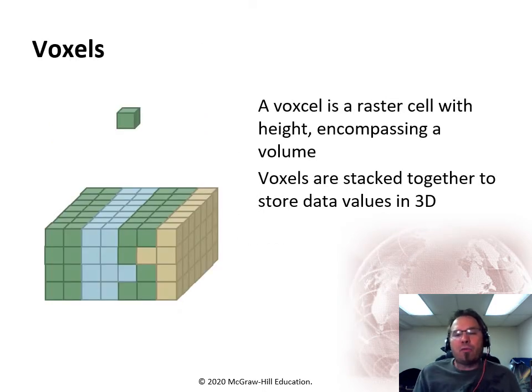A new thing that's been added to ArcGIS Pro is what are called voxels. Now, we're not going to do a ton of this, but a voxel is a raster cell with a height encompassing a volume. So this is how you would start to model things like water transport, where you have tiny little boxes of volumes and you can stack them together to create a picture of what's going on, both in 2D and in 3D with volume. Pretty cool stuff. I haven't done a ton with this yet. I hope to do a little bit more down the road.